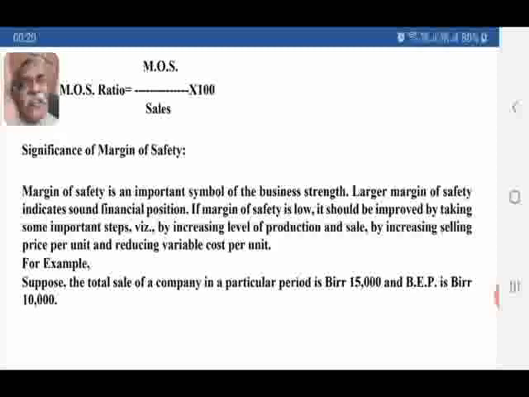So what is the significance of margin of safety? Margin of safety is an important symbol of business strength. Larger margin of safety indicates sound financial position. If margin of safety is low, it should be improved by taking some important steps, like by increasing level of production and sales, by increasing selling price per unit and reducing variable cost per unit.